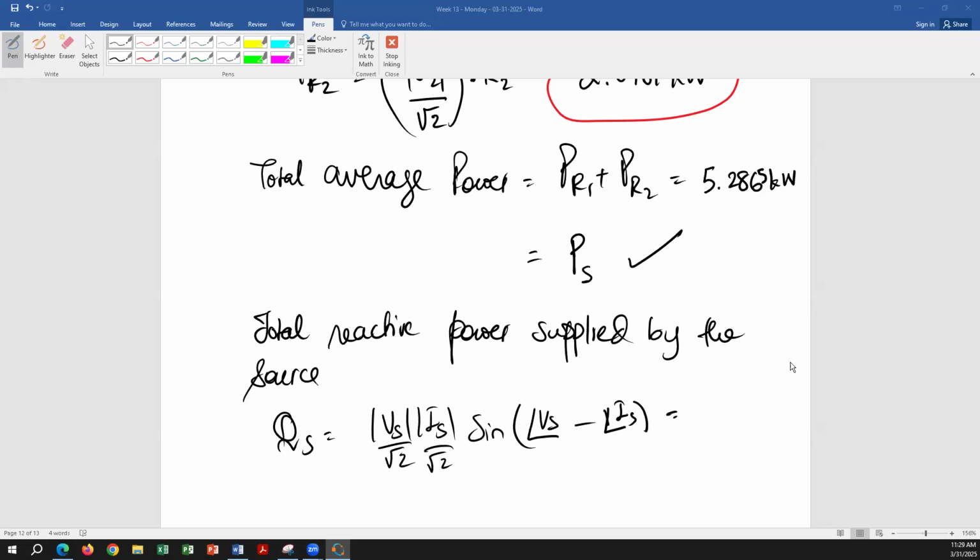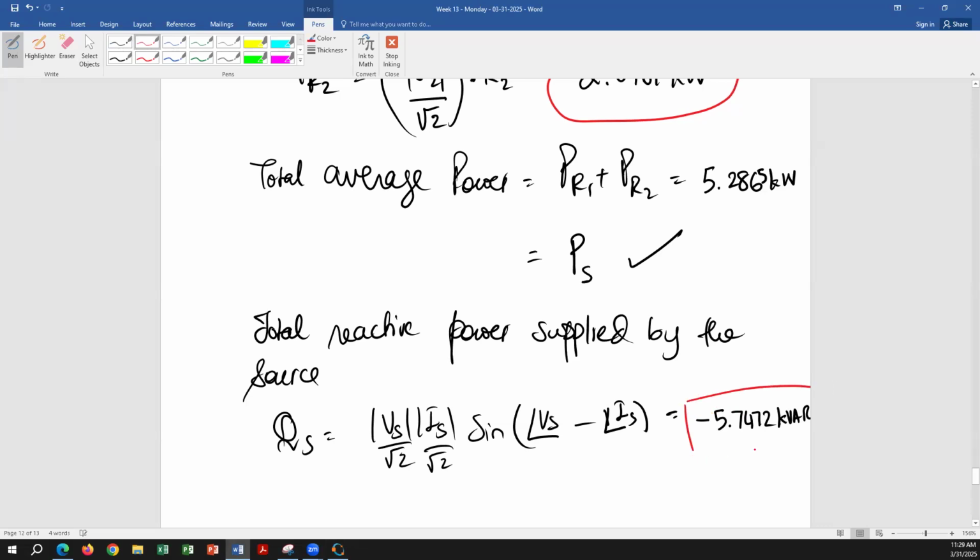So that's going to be negative 5747. So it's a capacitive circuit basically. The source is looking at the load as a total capacitive load. So this is negative 5.7472 kilovolt ampere reactive. So this is the total reactive power.